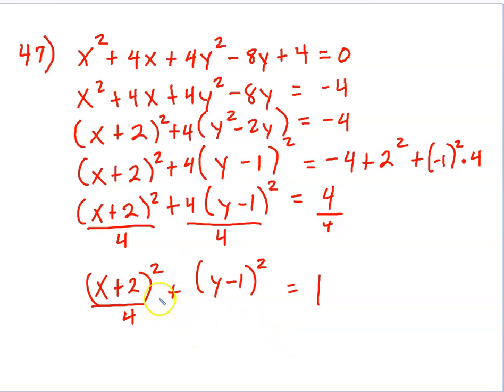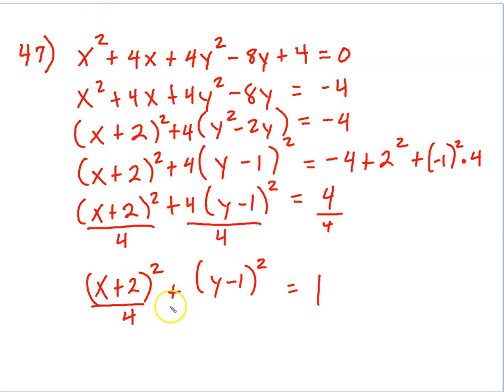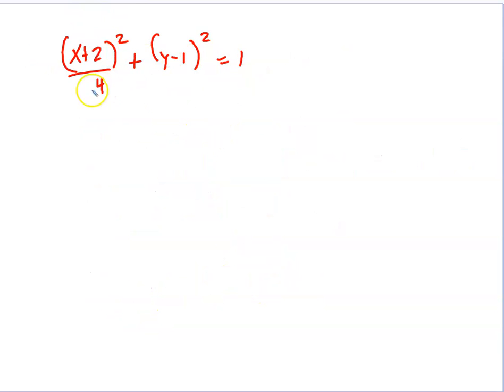Okay, so I think I'll go to a new slide where I've got more room, and then we'll answer all the questions that pertain to this. But I just wanted you to see where the equation came from. So we got x plus 2 squared over 4 plus y minus 1 squared equals 1. Okay, x plus 2 squared over 4 plus y minus 1 squared equals 1. Okay, so center is going to be negative 2, 1.